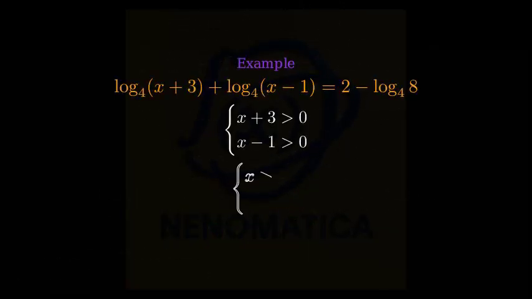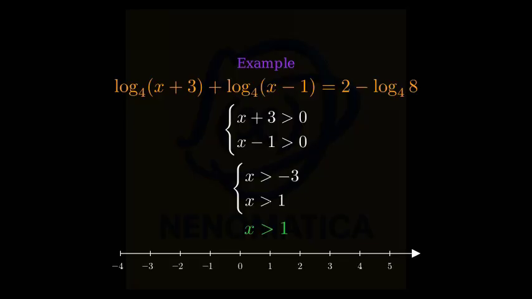Step 1. Determine the domain of the logarithms. Each log requires its argument to be positive. Say, x plus 3 is greater than 0, and x minus 1 is greater than 0. Therefore, x must be greater than 1. Let's visualize x greater than 1 on a number line.